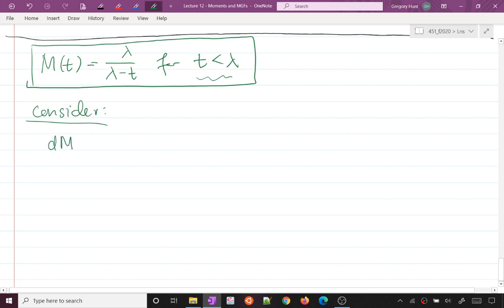Let us look at dm dt, right? You take the derivative with respect to t. It is a function of t, not a function of x, a function of t. So we take the derivative with respect to t. And you can forget what this thing means, how we derived it. This is just a Calc 1 problem. Lambda over lambda minus t. What's the derivative of it? It should be lambda over lambda minus t squared. Low d high minus high d low, etc. Right?